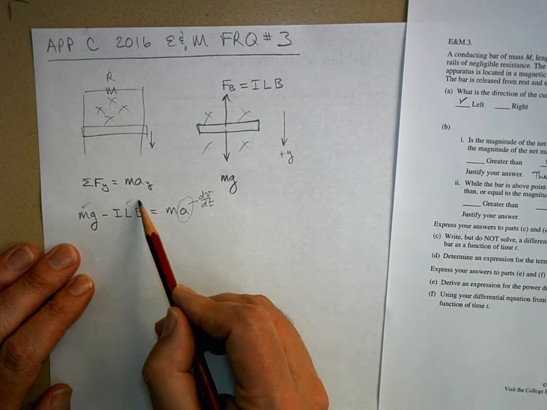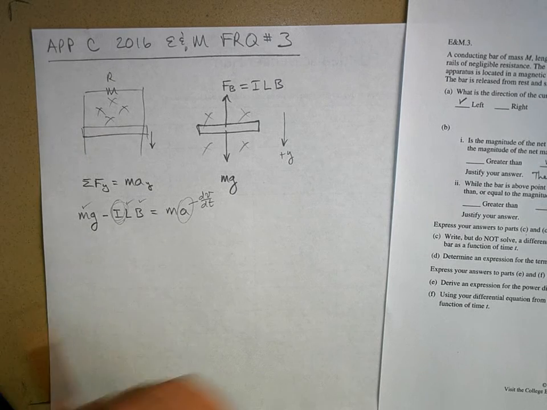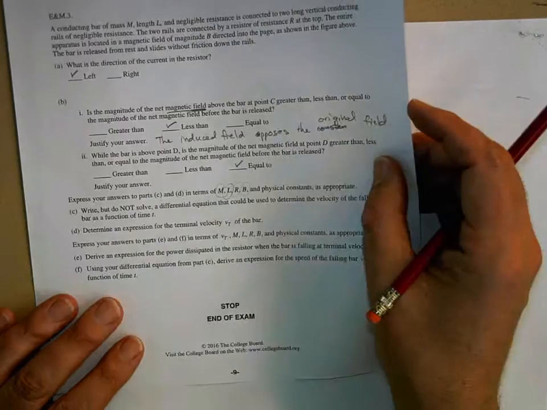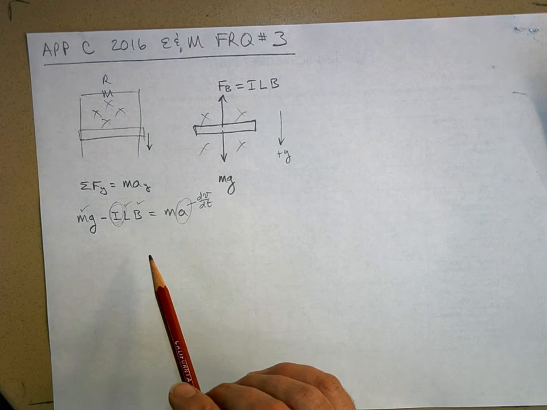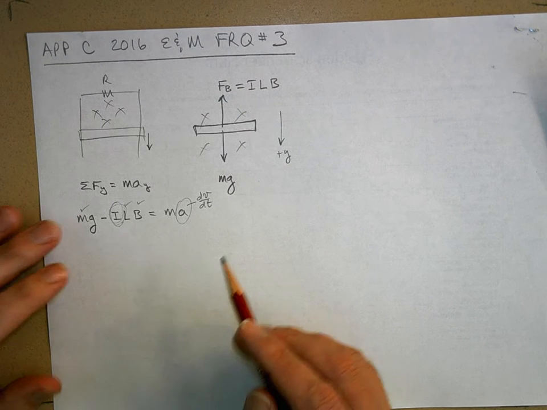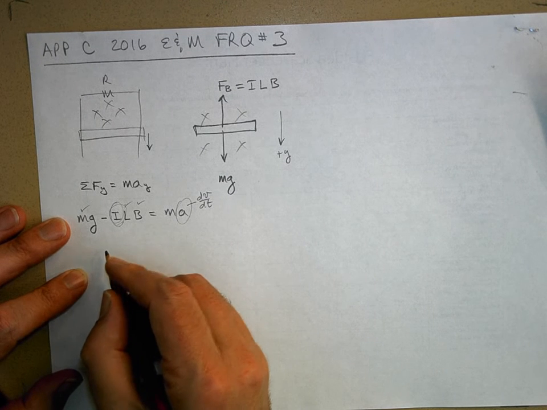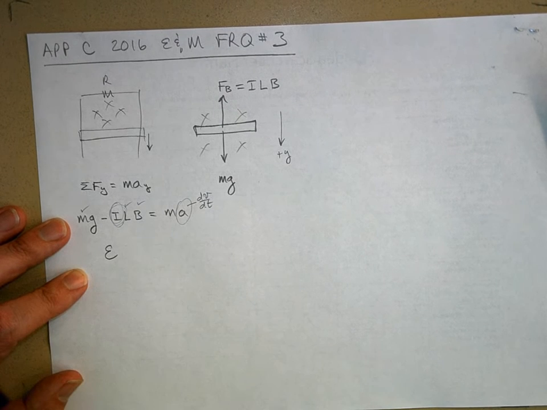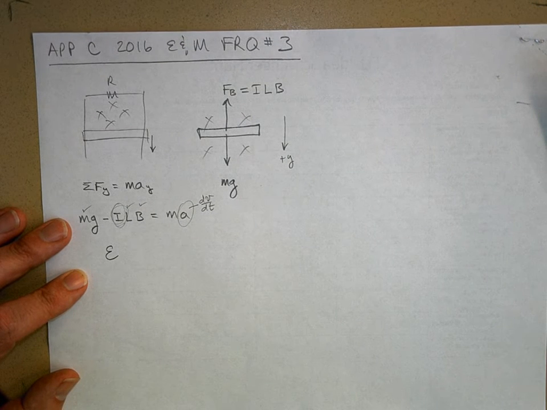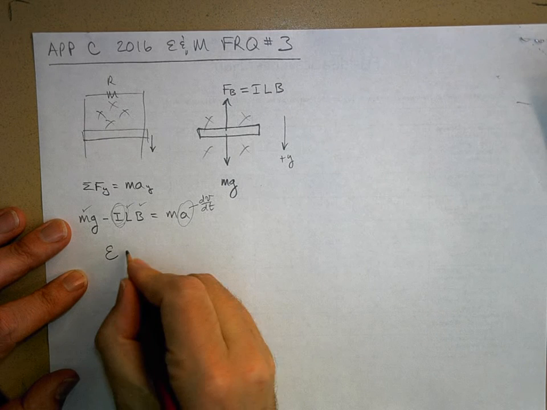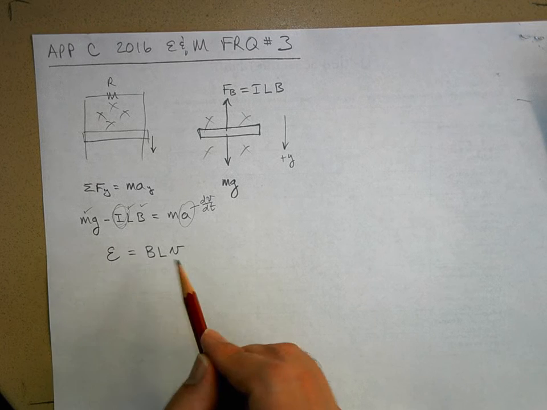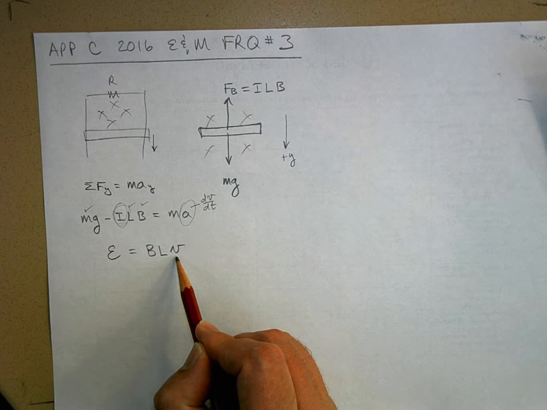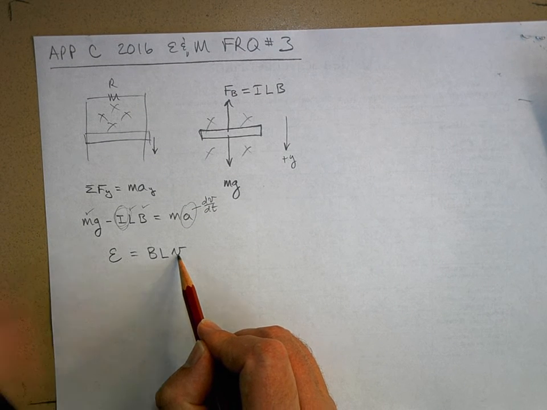But look, I doesn't work with what they want. They want it in terms of these variables right here. So we have to get I in terms of what we're given. Well, we know that the induced voltage, this is motional EMF, so this is going to be B L v. But now this is v as a function of time.